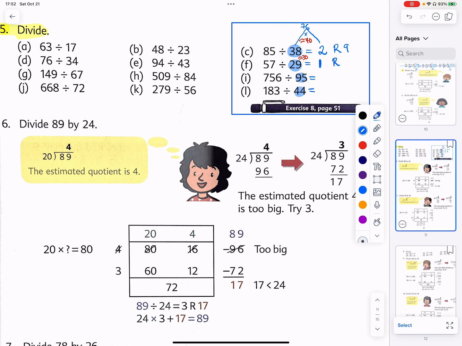So 29 times 1 is 29, and then we have 57 minus 29. Well, that is 28. Look at our large remainder, but that's okay. Not a problem.